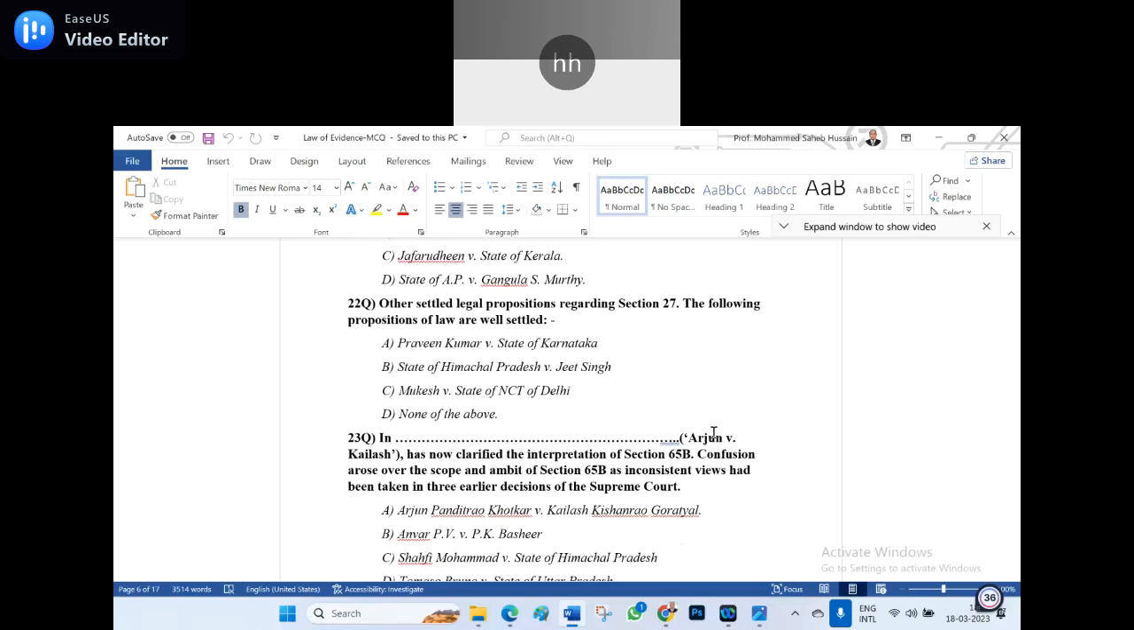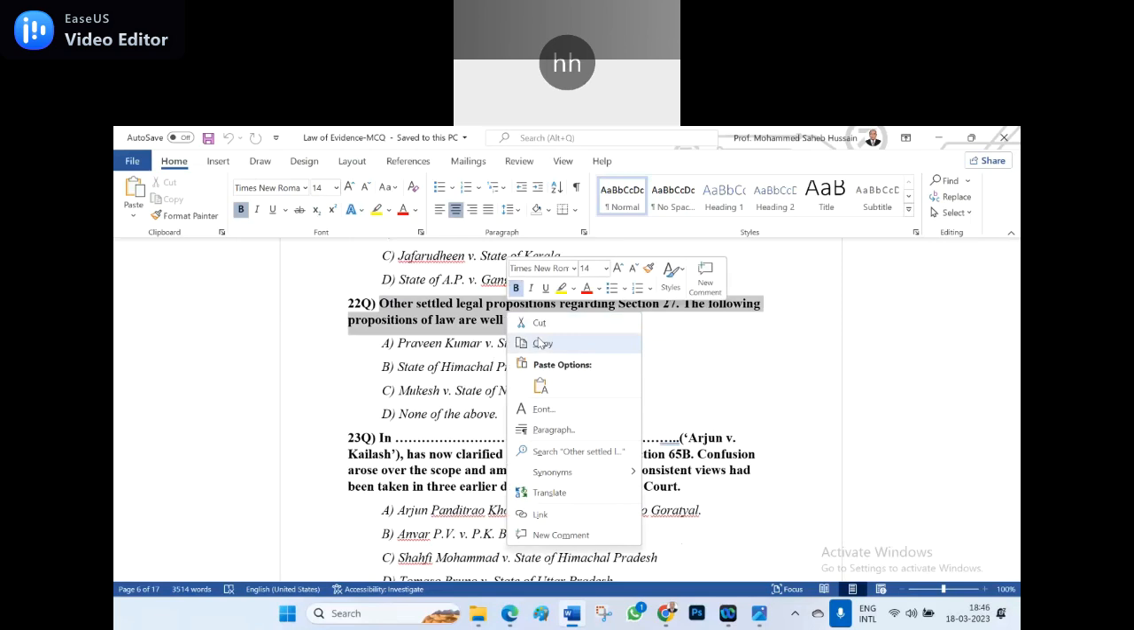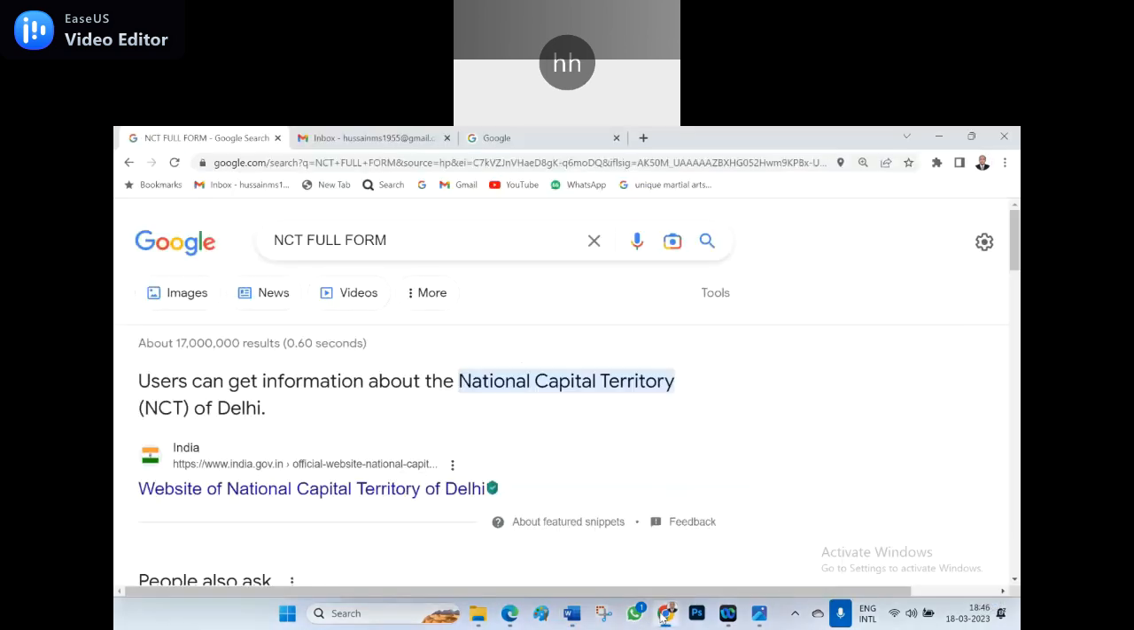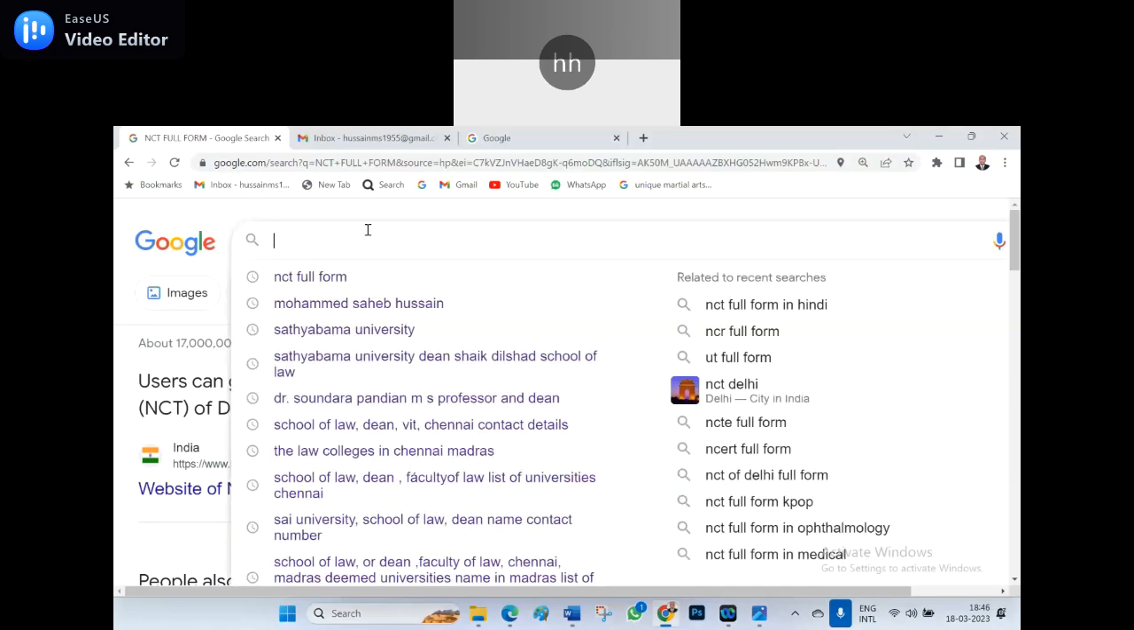Option A, sir. Yes, because that is the answer, Praveen Kumar versus State of Karnataka. Okay, let me verify which is the right answer for that one, because I want to ask something, but I missed some link there. That is the reason that I could not make it out.